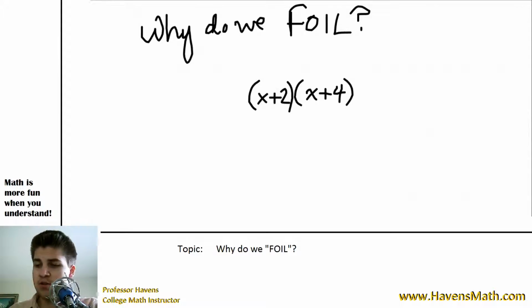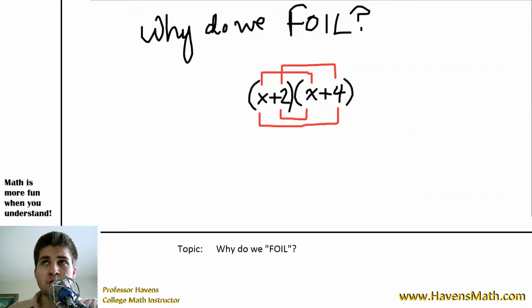So first describes multiplying the first terms in both of the polynomials. Outside is the two outside terms, then inside is the two inside terms, and then last would be the last two terms. So basically we need to multiply all those four things together, and then those four things are added up. So I'll just finish the example, and then I'll try to give you a little reason as to why it works this way.